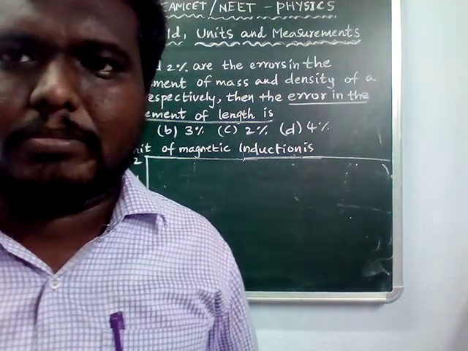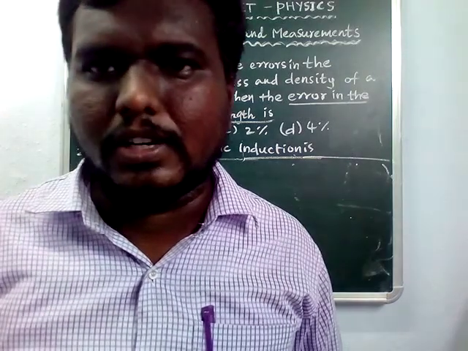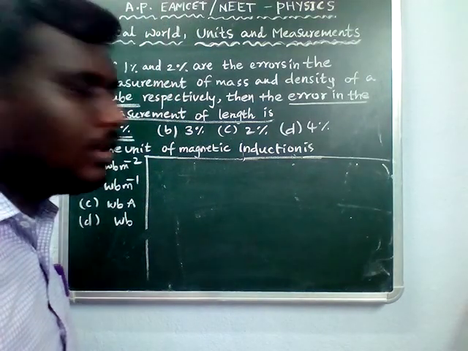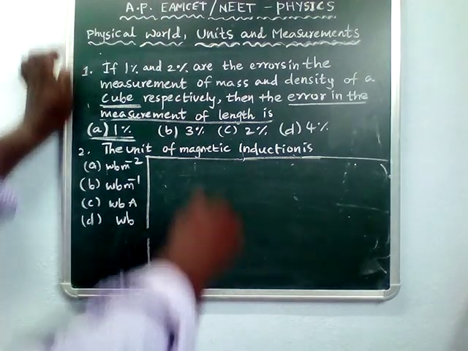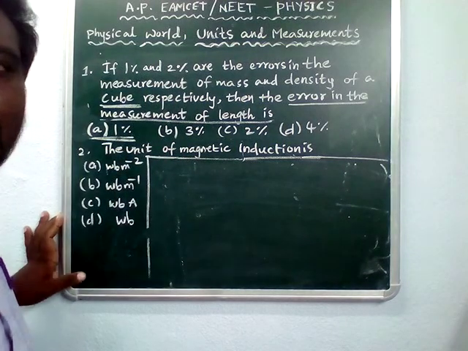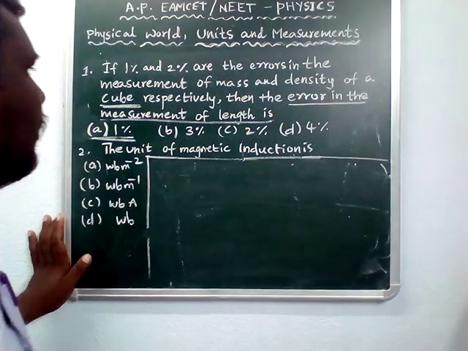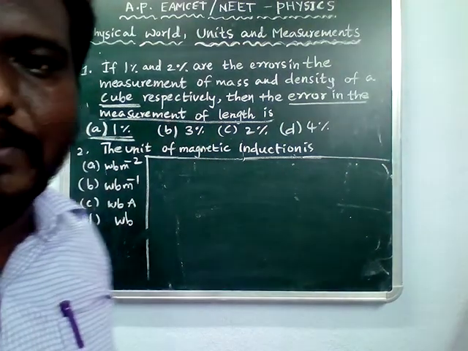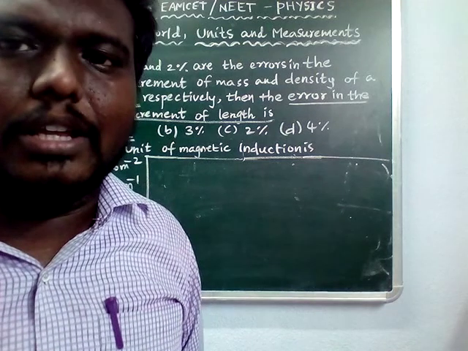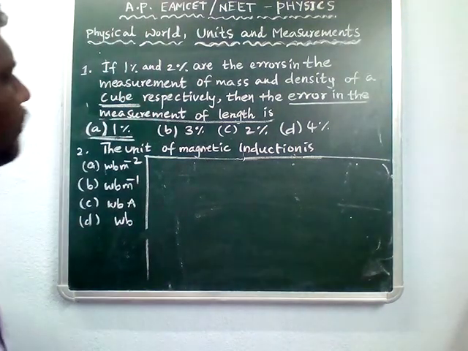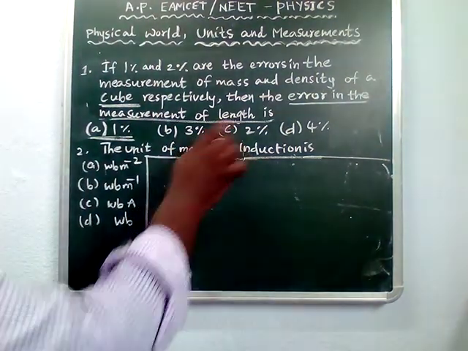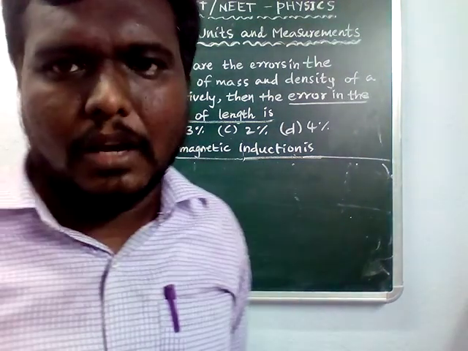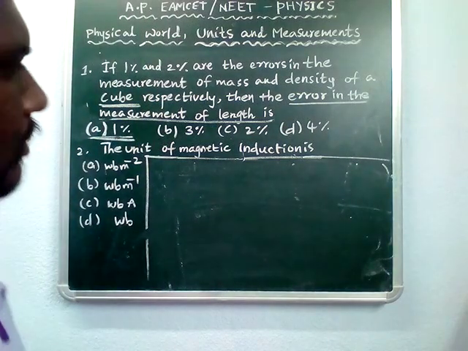Today we will discuss the previous year questions of MHT-CET and NEET. Here, the first question: if 1% and 2% are the errors in the measurement of mass and density of a cube respectively, then the error in the measurement of length is. The options given are A) 1%, B) 3%, C) 2%, and D) 4%. So how can we find the percentage error in this form?